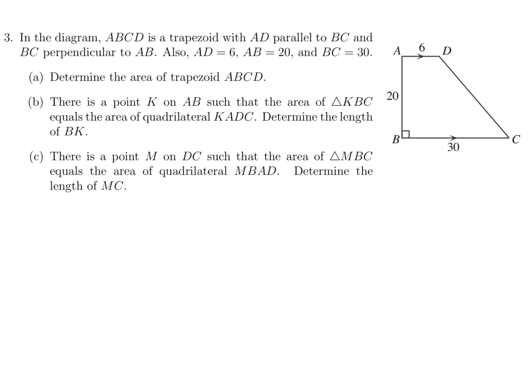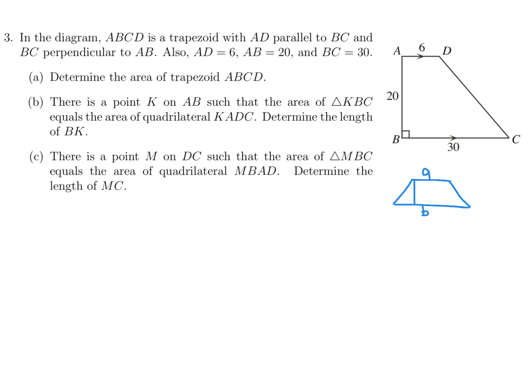In the diagram, ABCD is a trapezoid with AD parallel to BC and BC perpendicular to AB. AD is 6, AB is 20, BC is 30. Determine the area. Well, in any trapezoid, let's say you have a trapezoid like this, and this is A, this is B, and this is the height.